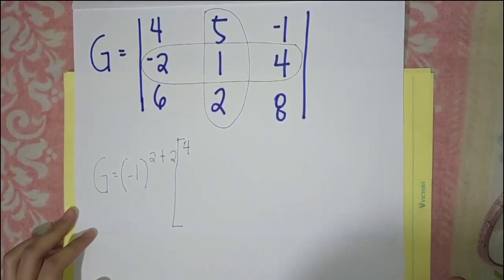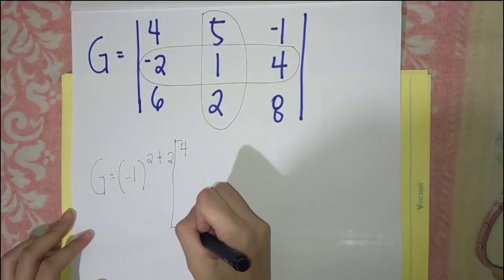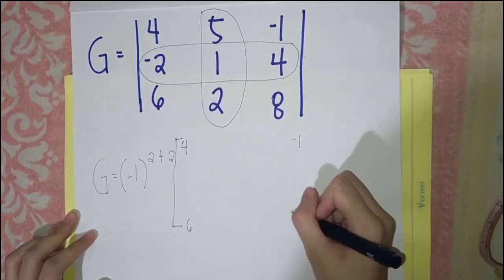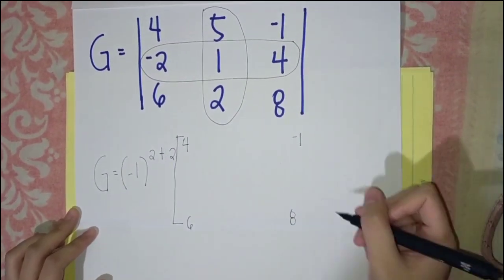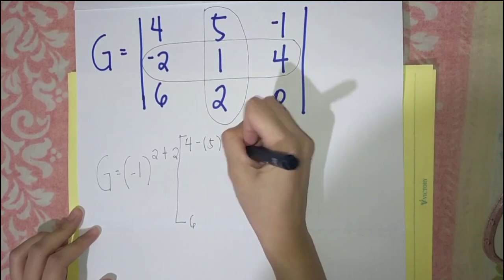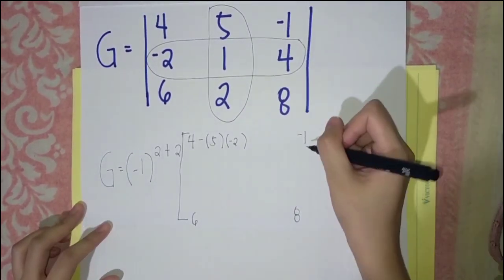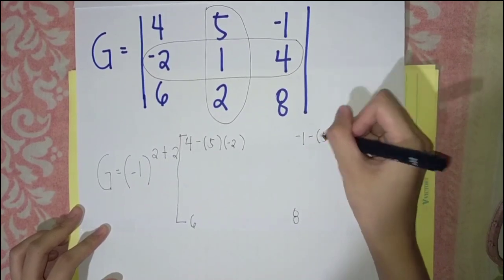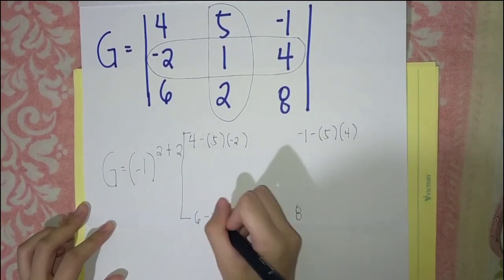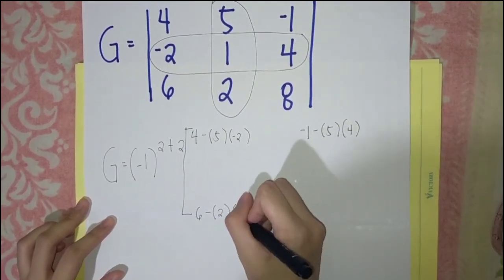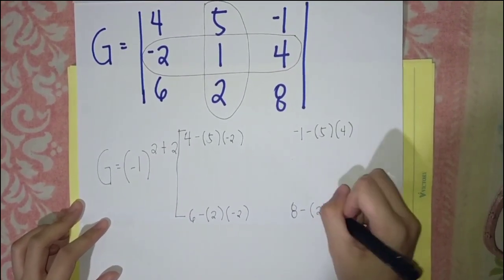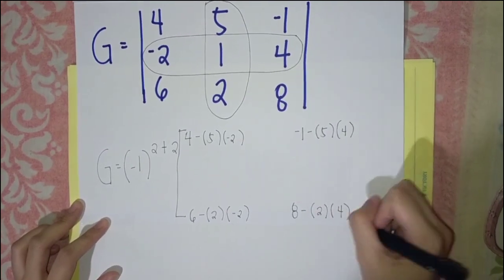We can rewrite the rest of the entries. 4, negative 2, 6, negative 1, and 8. Then 4 minus 5 times negative 2, 6 minus 2 times negative 2, negative 1 minus 5 times 4, and 8 minus 2 times 4.